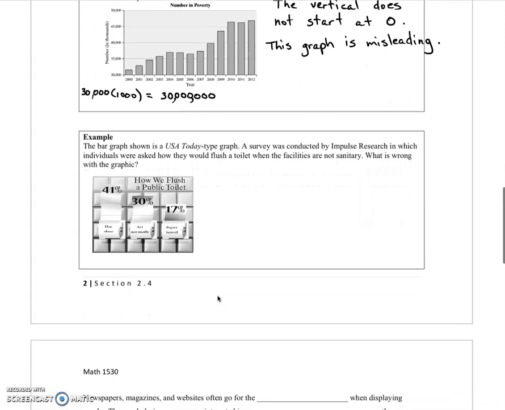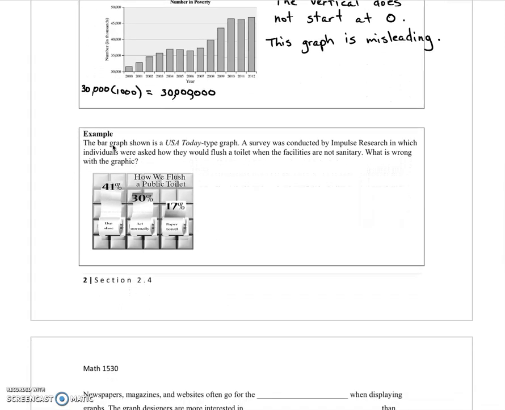Okay, what about this bar graph? They do these a lot in USA Today. And this survey was conducted by Impulse Research. And individuals were asked how they would flush a toilet when the facilities are not sanitary. So some use a shoe, some act normally, some use a paper towel.